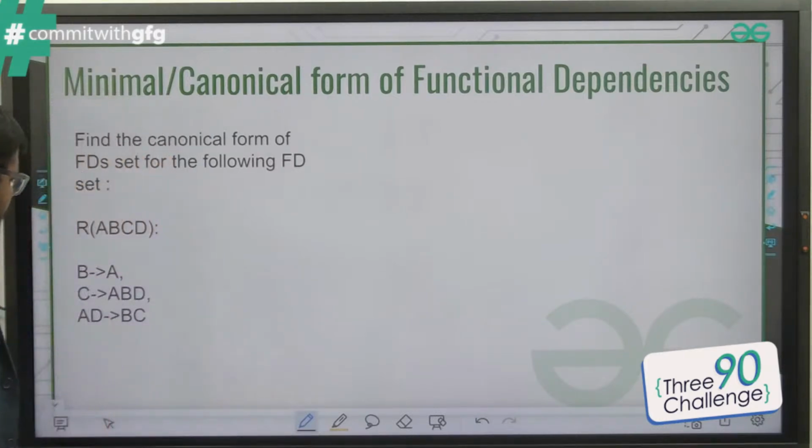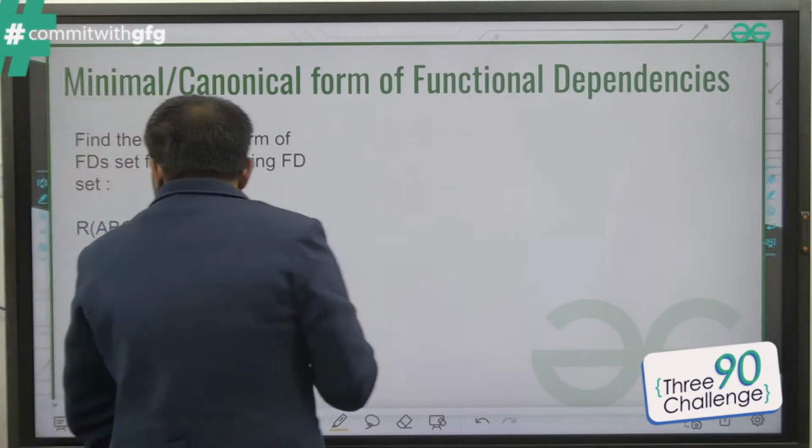Now redundancy can be on three sides. One is on the right side, one is on the left side, and one is that the whole functional dependency is redundant. Okay, so I'll give you an idea and then you can solve it by yourself. We'll move further. I'm not going to solve this completely. So how can you do this?